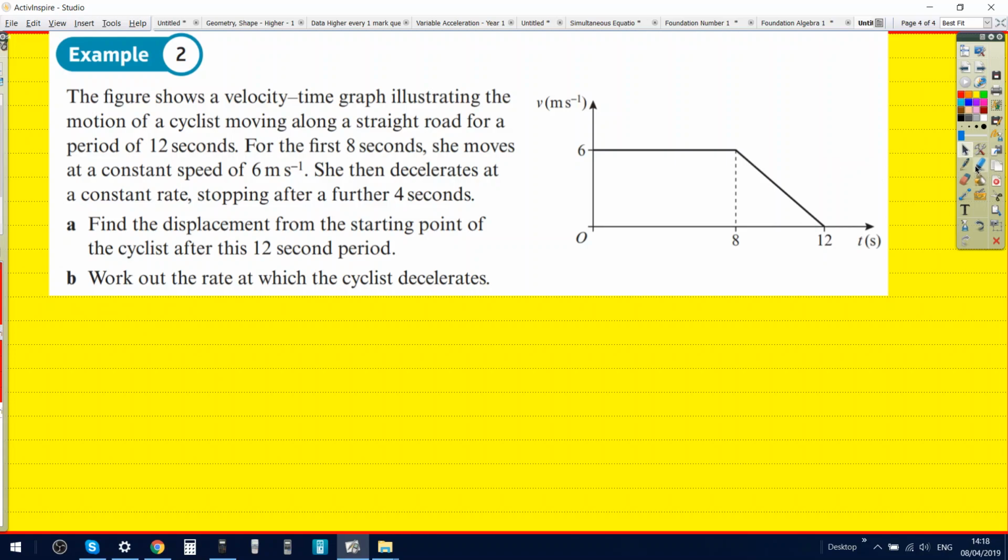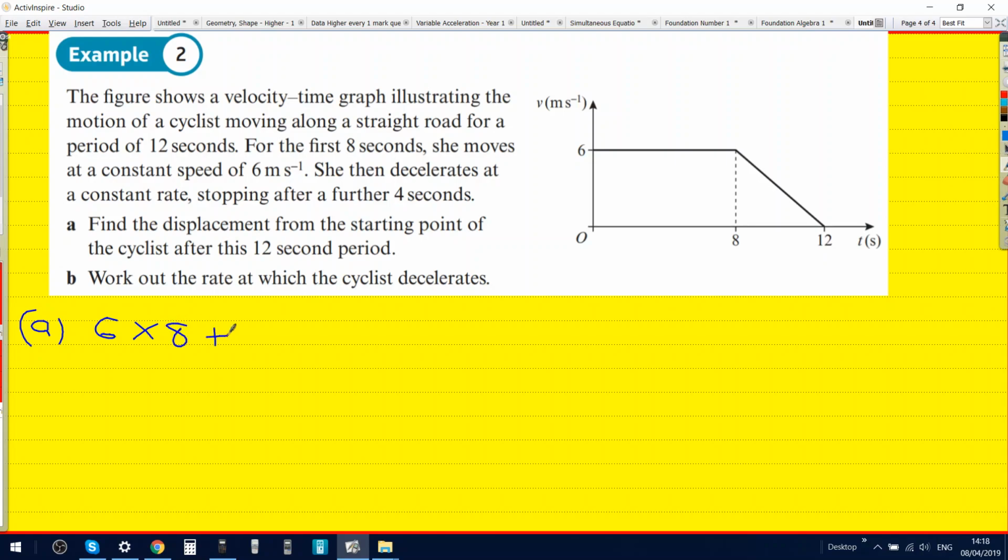So 6 times 8 plus half 8 times 4. Looks good. So that's 72. 72. Okay. Unit? Meters. Yes. B.